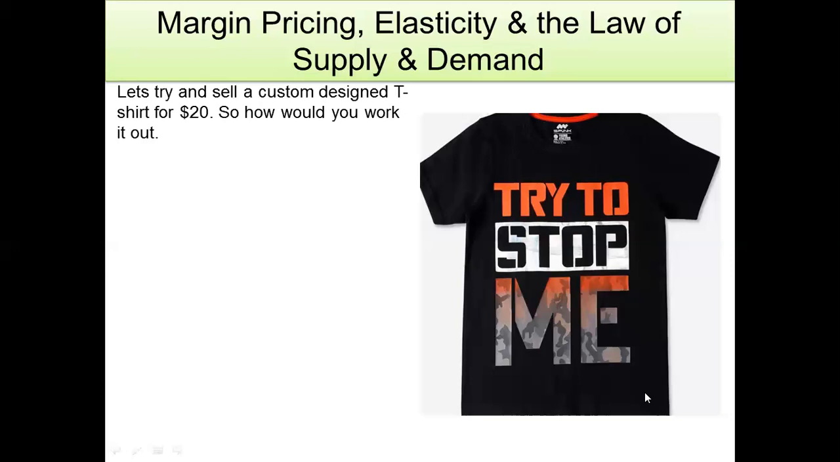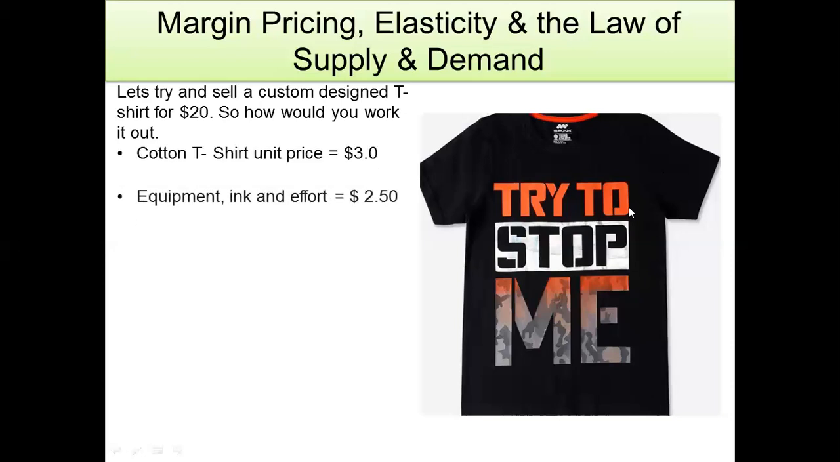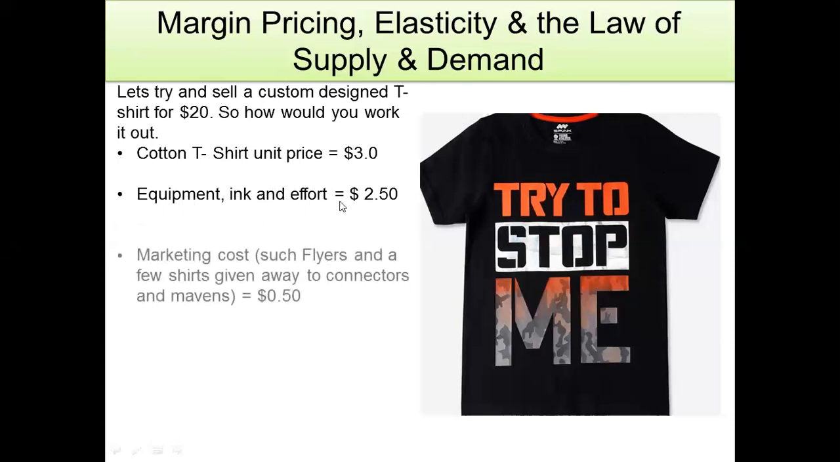A price setting method in which a fixed amount is added to the cost of the product to determine its retail price is called margin pricing. So we have an example here. Let's try and sell a custom designed t-shirt, which is shown over here, for $20. So how would you work out the price for this? These are the components. You may end up buying the cotton t-shirt for $3, and then you have the ink and the effort and the equipment for another $2.50.